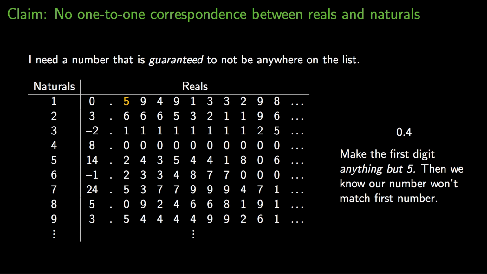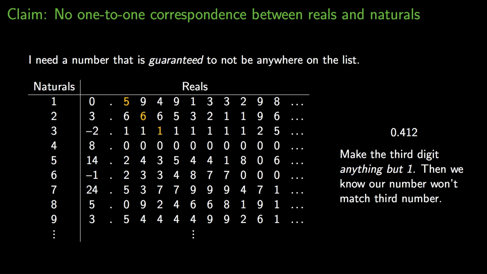And that second row, I'm going to look at the second decimal place of the second number that's on the second row. That is a 6, right? And so I'm going to make my hundreds place anything but 6. It doesn't matter what I pick as long as it's not 6. And that means I know for a fact my number won't match the second number on the list. The third decimal place of the third number is 1. I will make my third decimal place anything but 1.